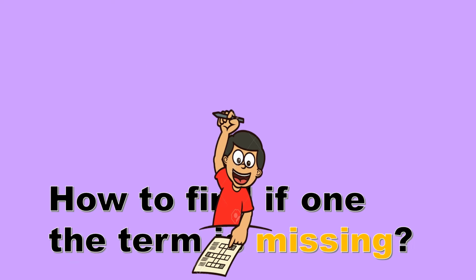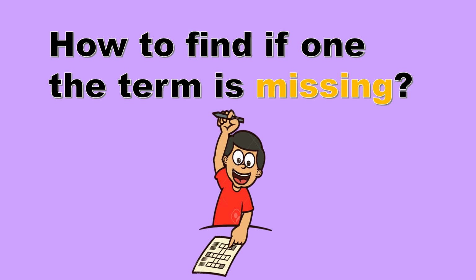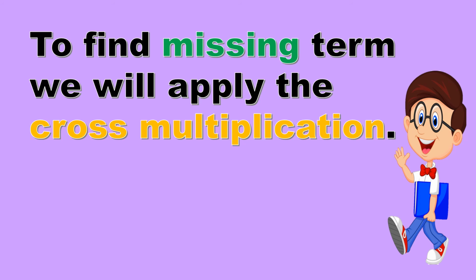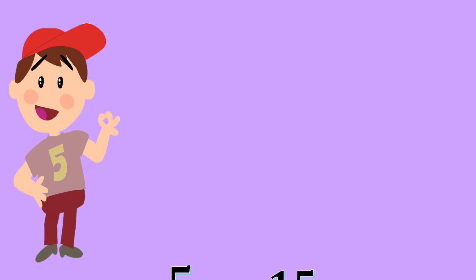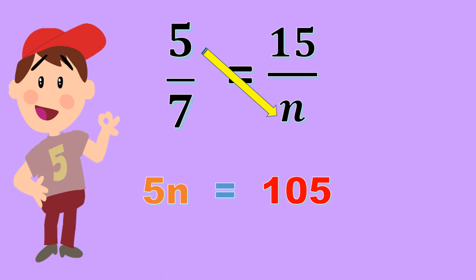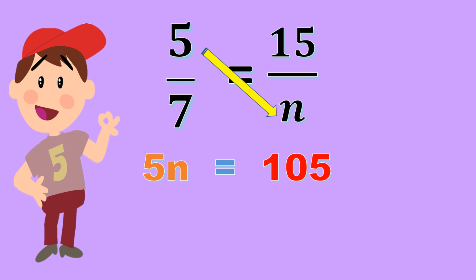Question: how to find if one of the terms is missing? To find the missing term, we will apply the cross multiplication. For example, 5/7 equals 15/n. Apply the cross multiplication. Multiply 5 times n equals 5n. Then, multiply 7 times 15 equals 105.